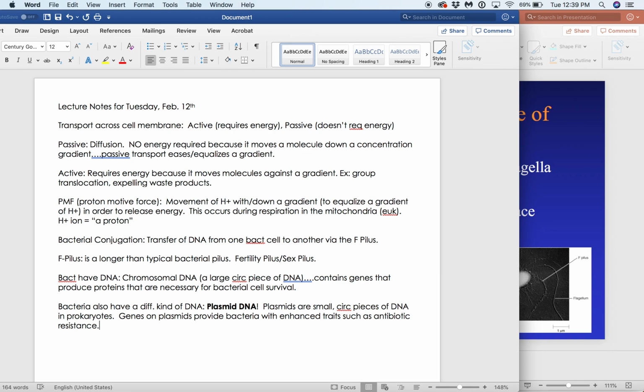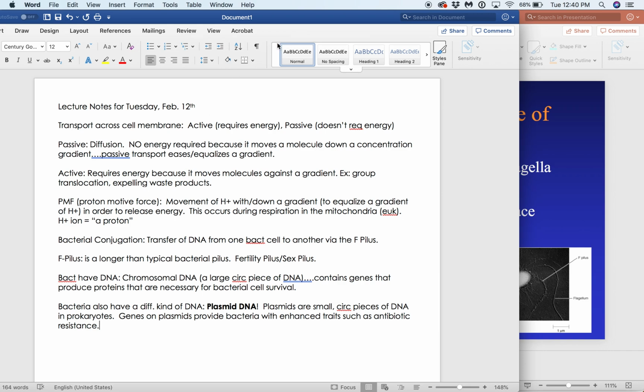If those plasmids provide genes that will allow that bacterial cell to resist the effects of, say, penicillin, it can pass that trait on to a whole other bacterial cell that didn't previously have that trait. So one of the main ways that bacterial cells can acquire antibiotic resistance is through conjugation through the F pilus and exchanging DNA with other bacterial cells.